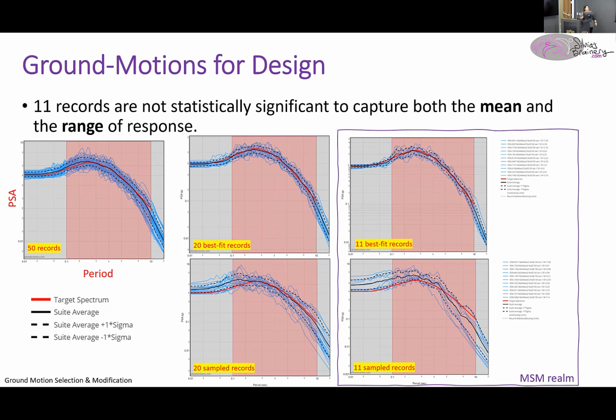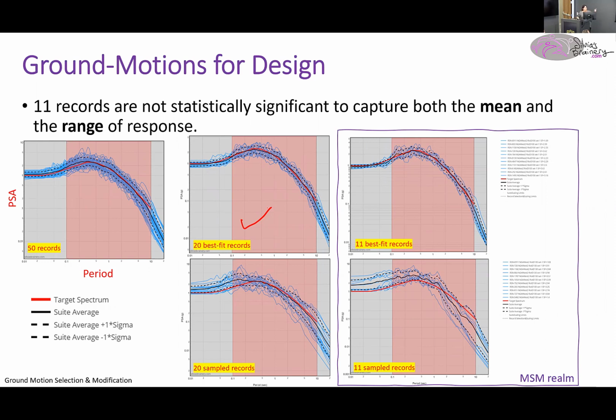So if I pick the 20 records that have the best fit, you see the figure here on the top. And you can see that the mean is a pretty good fit in the period range that I'm interested in. And it's almost better than if I had 50 records. Because with 50 records, we're widening our magnitude range, our distance range, and there are so many different parameters that control the response spectrum. There's so much variability in response spectra that it's almost the more records you have, the more variability you have, but then the farther away you are from your target spectrum.